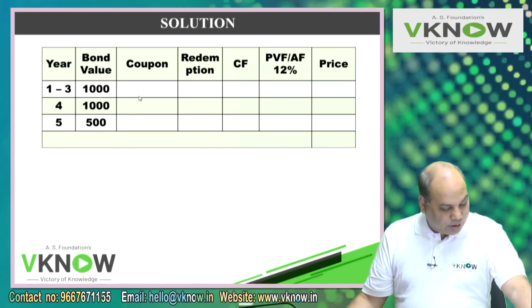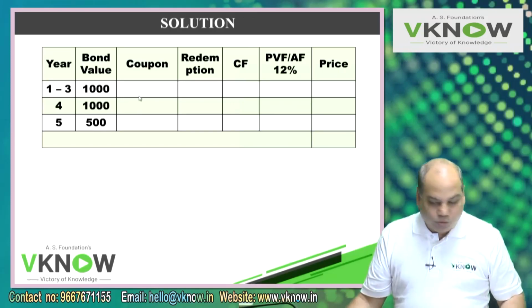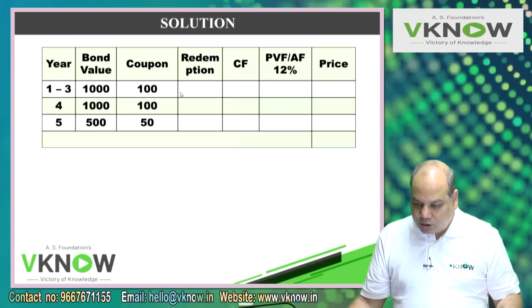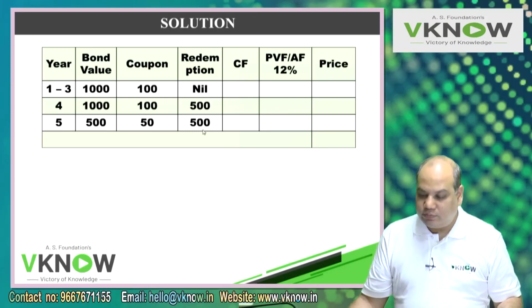What is the coupon rate in this question? The coupon rate is 10%. Very easy, without calculator. 1000 into 10%, 100. Again 100 and 50. And redemption value is nil in the first, second and third year, and then 500 and 500. Total cash flow 100, without calculator 600, again try 550.